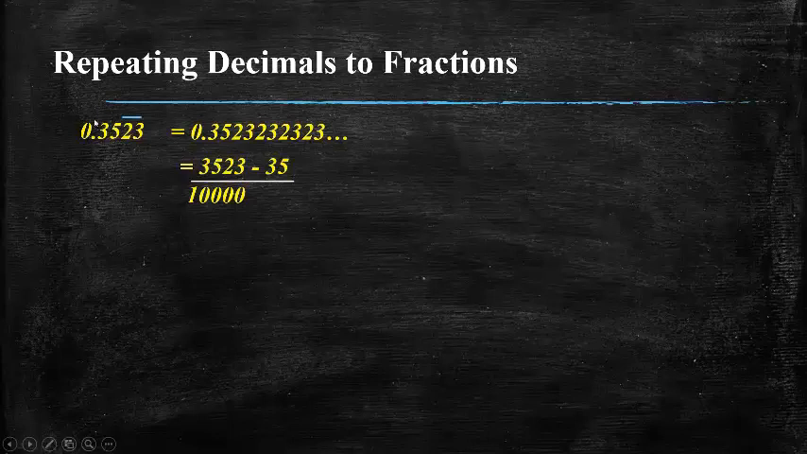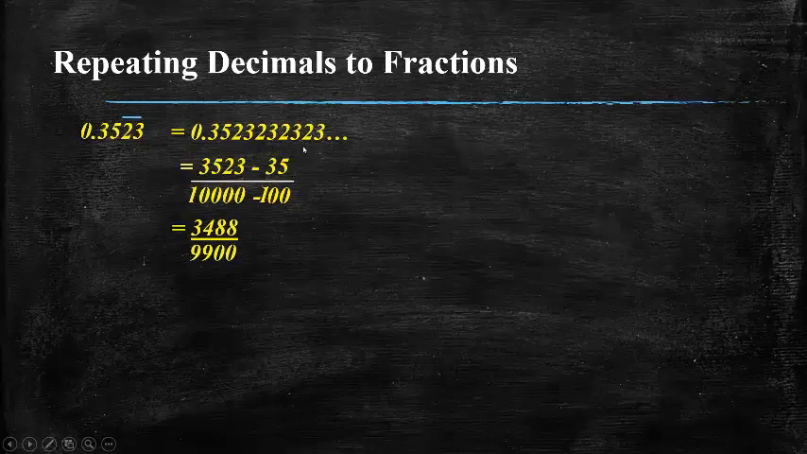Here you can see the non-barred values are 2 numbers, that is 35. If the non-barred values are 2, it means that you are going to subtract 100 from it. If the non-barred values are 1, you are going to subtract 10 from it. Here the non-barred values are 2, so I'm just going to subtract 100 from this. So this will be the equivalent fraction for the repeating decimal, that is 0.352323, with 23 getting repeated.